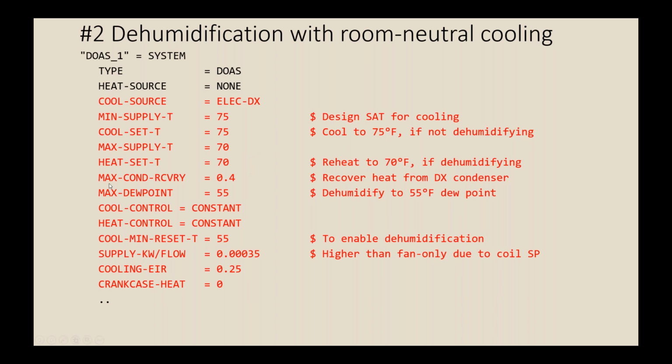Another thing to point out here is I've got this max condenser recovery. So I'm recovering heat from the DX condenser and adding it back into the airstream as reheat. So it's doing heat recovery from the condenser in order to reheat the air back to this 70-degree set point. As far as the temperature control, it's using a constant temperature control strategy. And I bumped up the fan power a little bit in this example compared to the previous one to account for the static pressure across the coils.